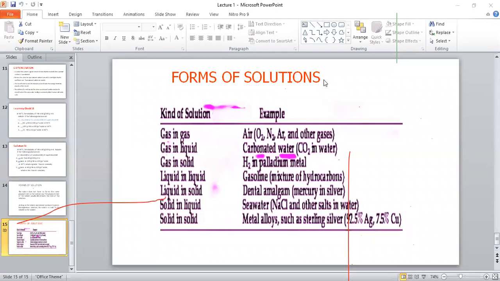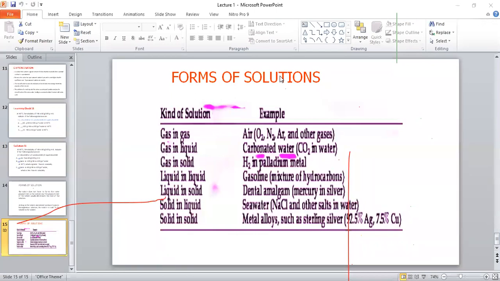Yes, ma'am. In the gas and solid solution, when you said the palladium metal, the hydrogen gas doesn't really show. Does it mean that the solution is homogeneous, ma'am?